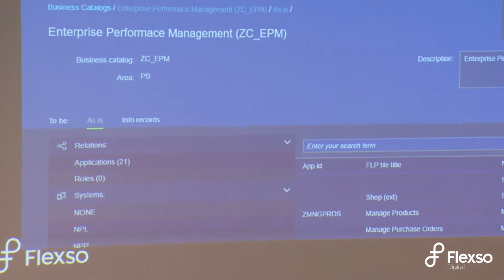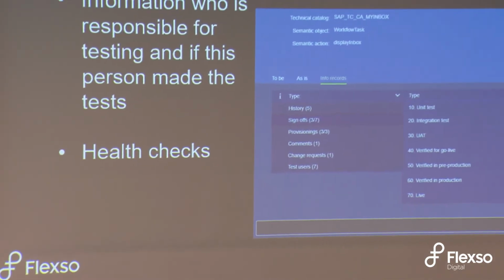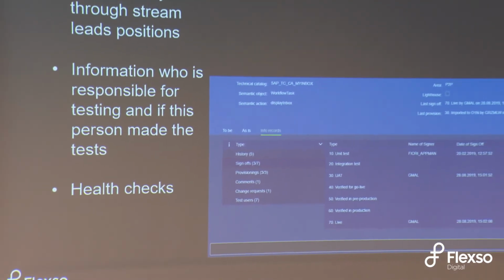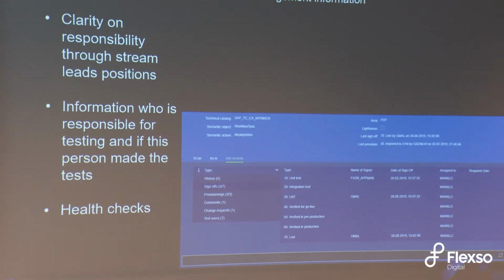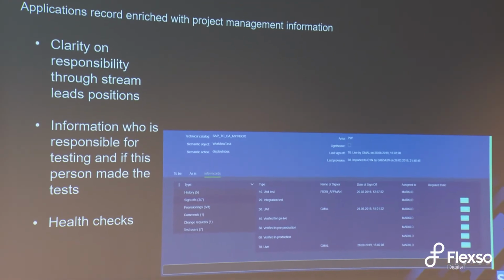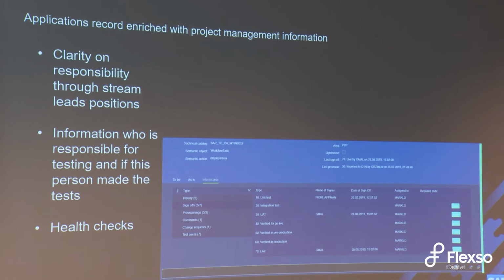Okay, so another example. What we found challenging, and one of the first factors that we had over a year ago in the project, was also clarity on responsibility. With 1,000 apps, someone comes up with an idea to include an app in the scope, and then we would need to know who is responsible for that particular app.